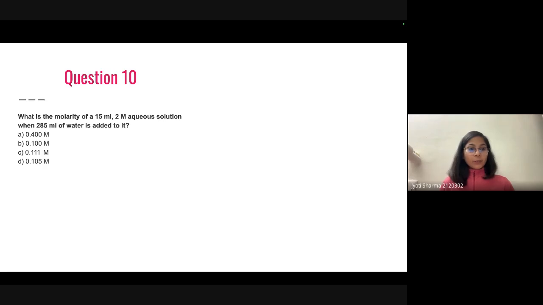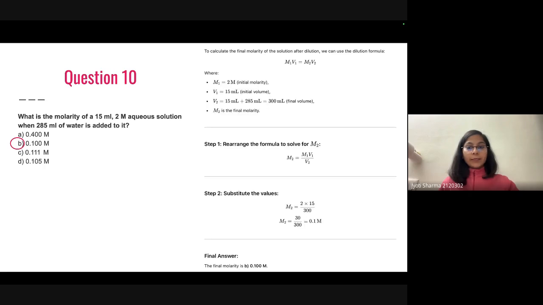Ayush gave me the answer 0.1. Okay, so yes, the answer is 0.1 molarity. And how are we doing this? We know that M1V1 is equal to M2V2, and because we are adding water into the solution to get a new solution, V2 is equal to 300. Whenever we calculate M2, that is the molarity of the new solution, it will be 2 into 15 upon 300, and that will give you 0.1 molarity, right?